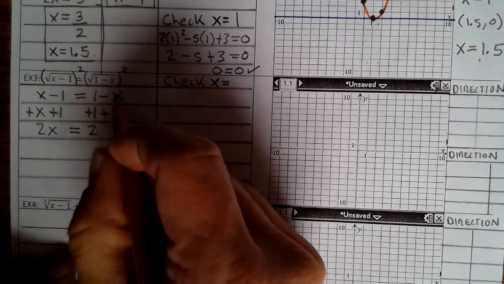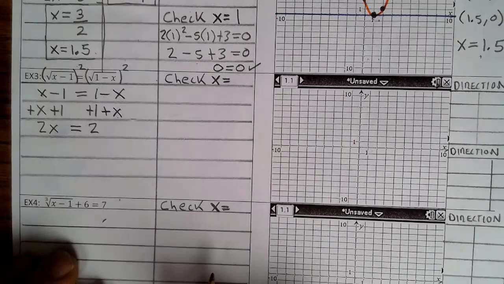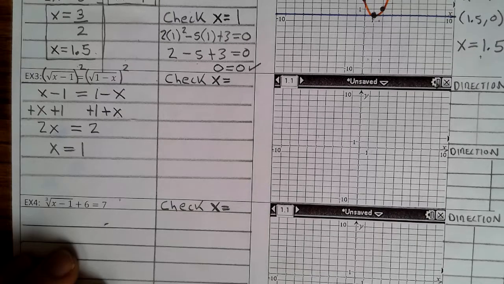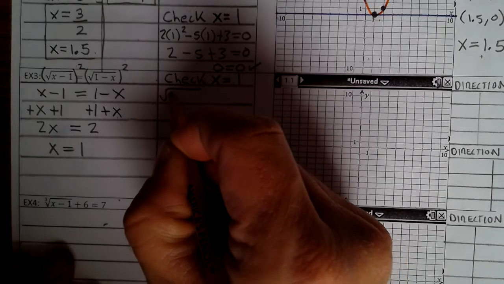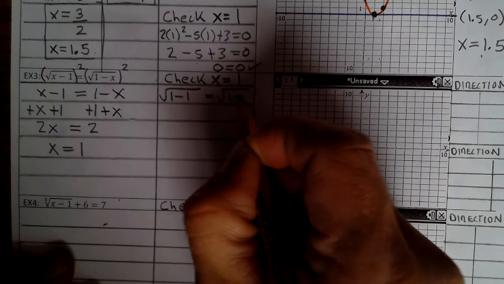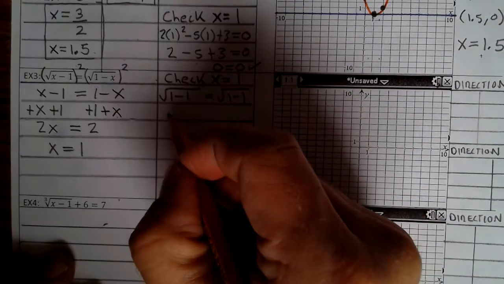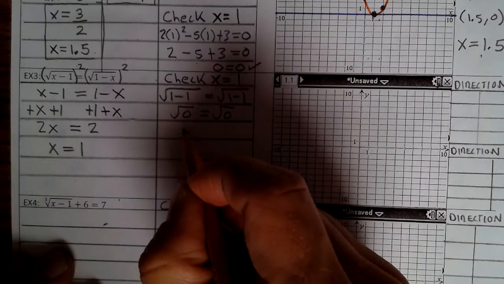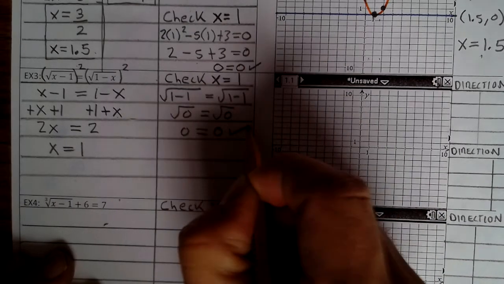Okay, so now we need to check x equals 1. So we're going to substitute 1 in for x. So that's 1 minus 1 equals the square root of 1 minus 1. So you're left with the square root of 0 equals the square root of 0. So 0 equals 0, and this checks. Okay. All right, so now we're going to graph the left side and the right side.